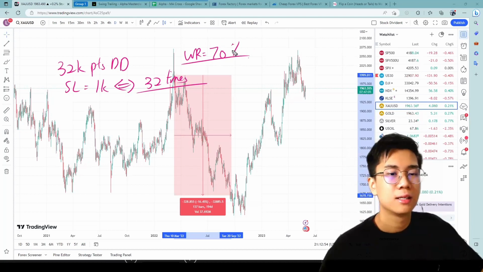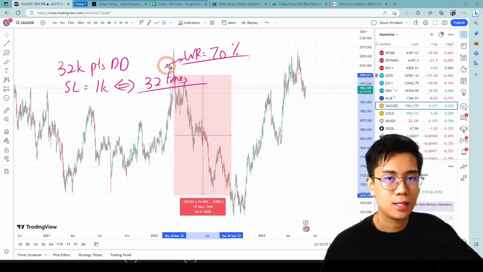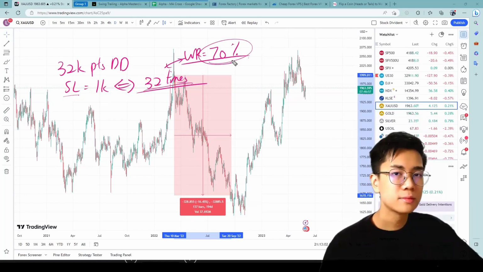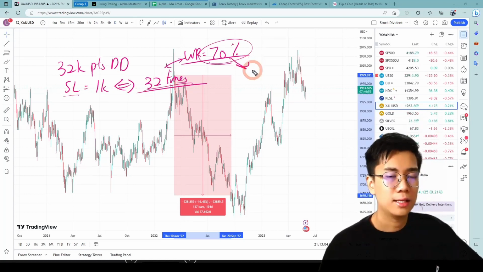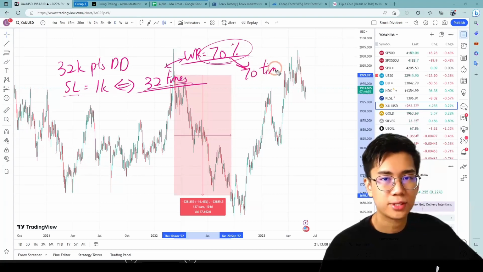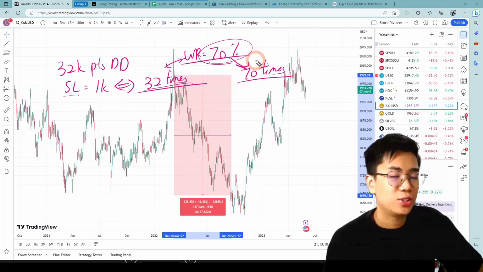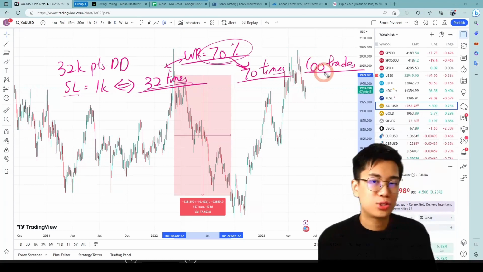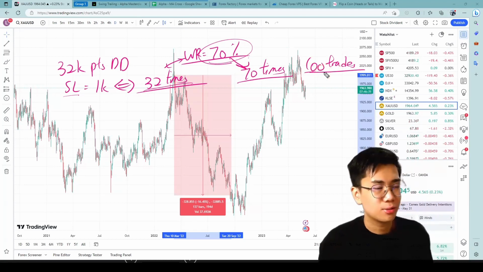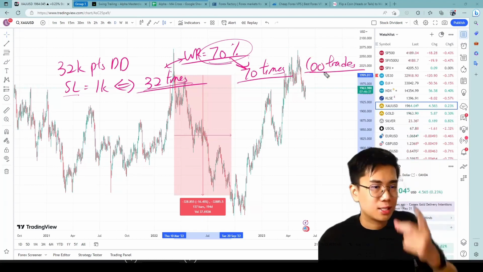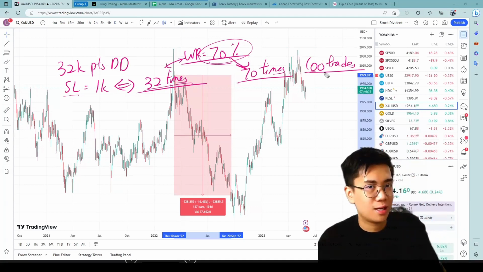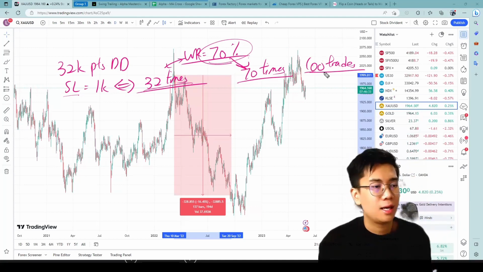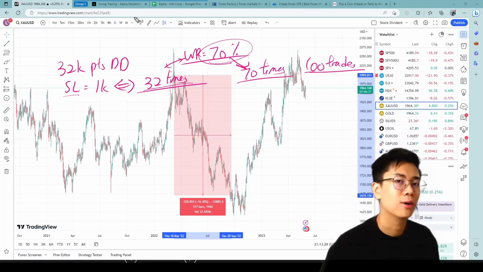Now, we have a 72% win rate, and 70% win rate, 32 times of losing in the stop loss, right? That also means that you have a chance of getting like 70 times of profits, assuming it is perfect. Then you open 100 trades in a year. When you have 100 trades in a year, that also means 2 days just one trade, correct? 2 days just one trade. And make an add-on risk reward of 1 to 2.